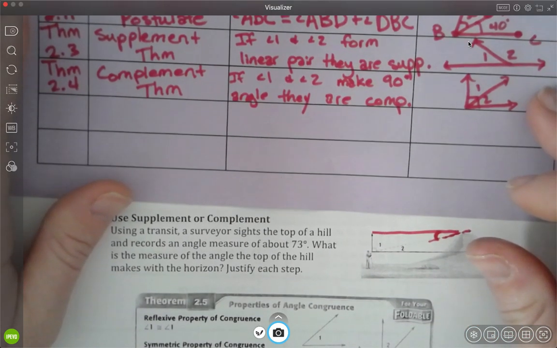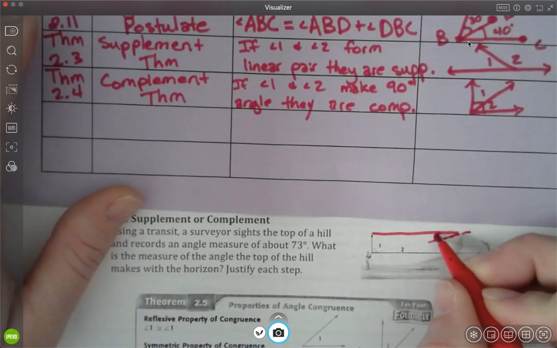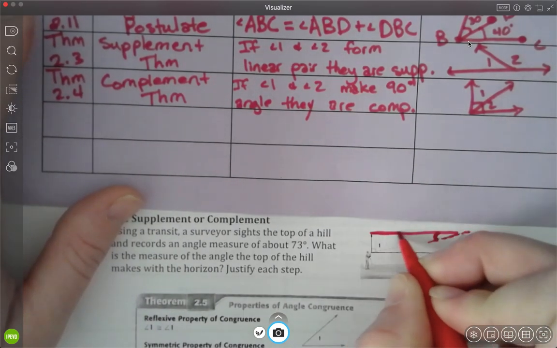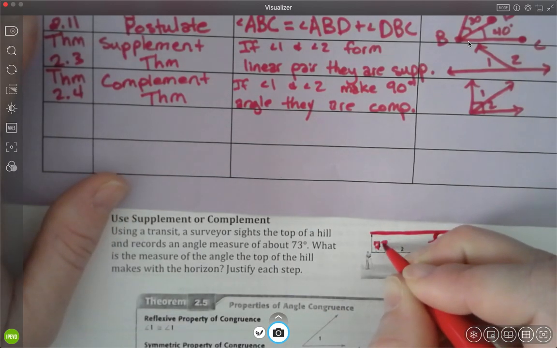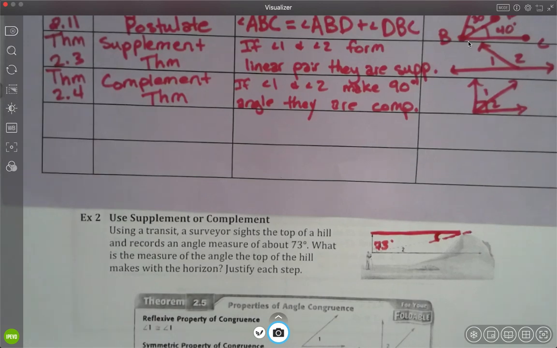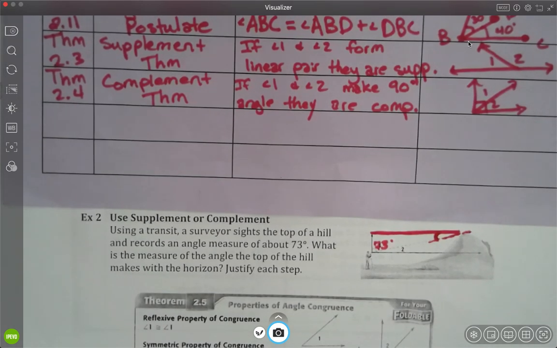I'm pretty sure. This angle right here, they want to know what that angle is. Okay, they're saying that this surveyor records that as 73 degrees. So angle 1 is 73 degrees, and they want to know from the horizontal what that angle measure is. Right? Well, what is that? Okay, so basically going from horizontal, they want to know what angle this makes, okay?